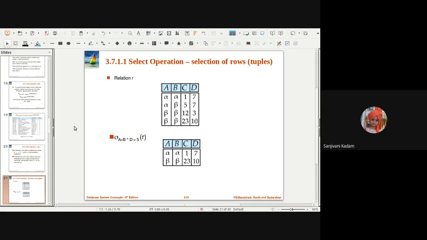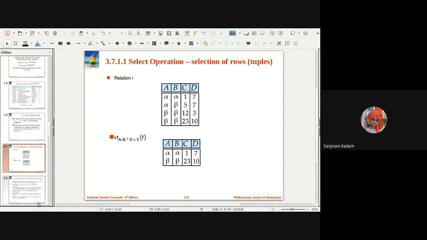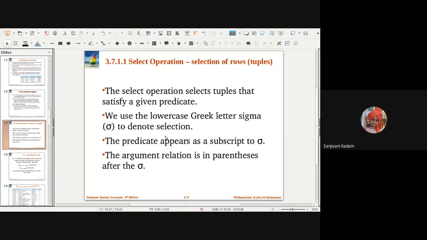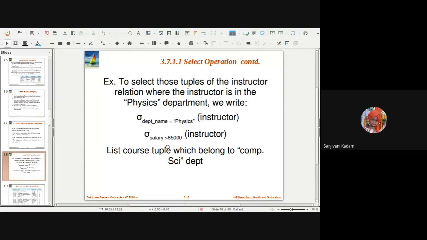If you have any queries, let me know. As we have studied the select operation, I want you to read this one more time for a minute, and then we'll go for the next operation. No queries?